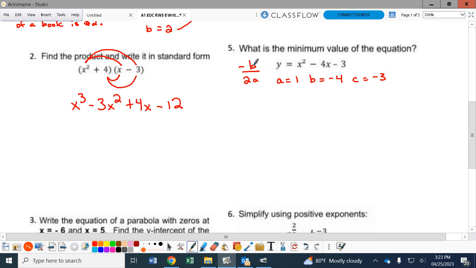You're going to plug it into this formula right here, which is going to be the opposite of -4 all over 2 times 1. Now, the opposite of -4 is going to be 4 over 2, and 4 divided by 2 is going to leave you with x equal to 2.